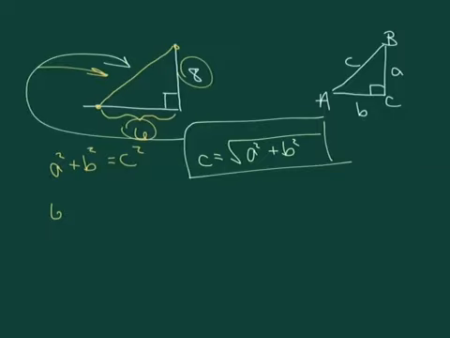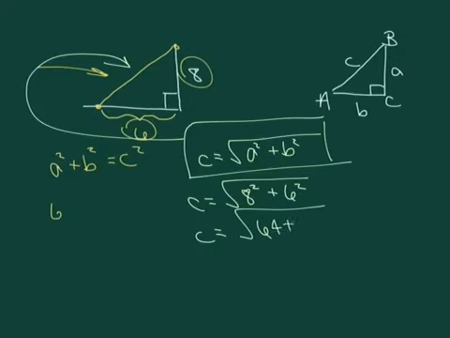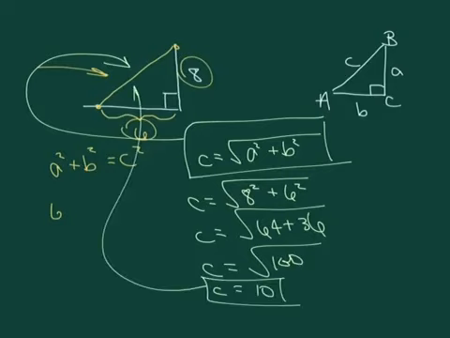Okay, so what we're going to do is plug in what we know. C equals the square root of 8 squared plus 6 squared. So C equals the square root of 64 plus 36, or C equals the square root of 100. So what number times itself gives me 100? 10. So the length of this rope that I need right there is 10 feet. And that's it for 8.1.